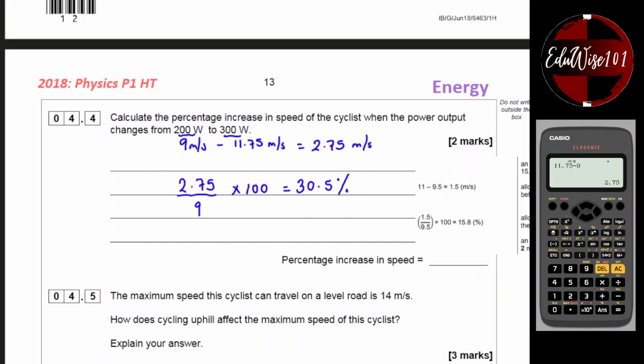It'll be worthwhile having a look at the examiner's report on this, but that's for us teachers. So let me remove that. The percentage increase is going to be 30.5%. Next question.